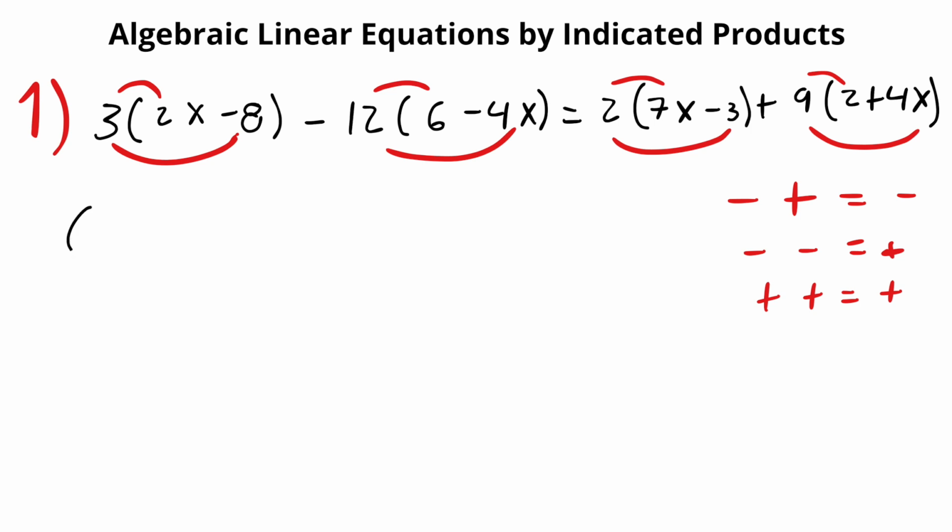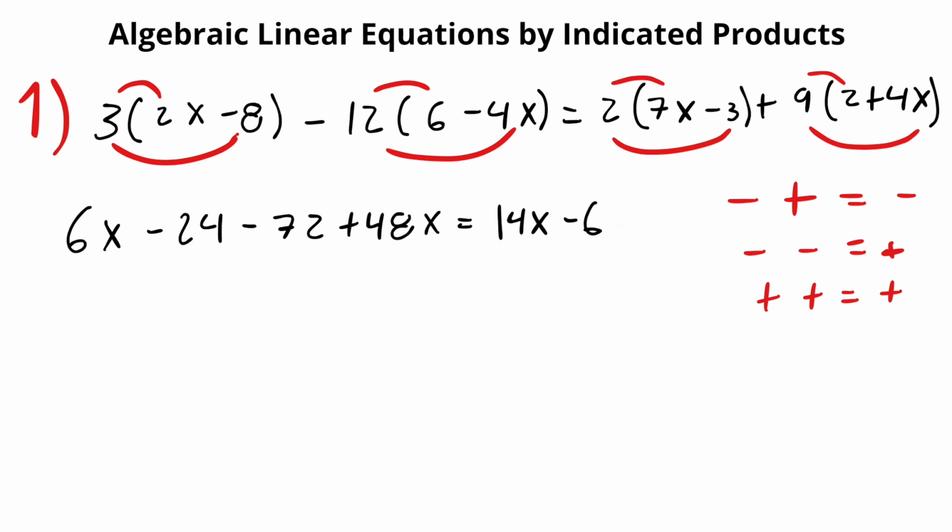So 3 times 2x would be 6x. 3 times minus 8 would be minus 24. Minus 12 multiplied by 6 would be minus 72. Minus 12 multiplied by minus 4x would be 48x, positive sign, equal to 2 times 7x would be 14x, 2 times minus 3 would be minus 6, 9 times 2 would be 18, 9 times 4x would be plus 36x.